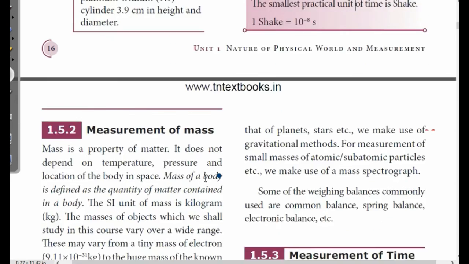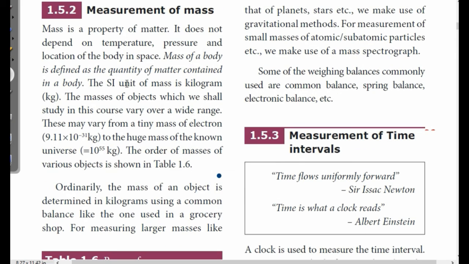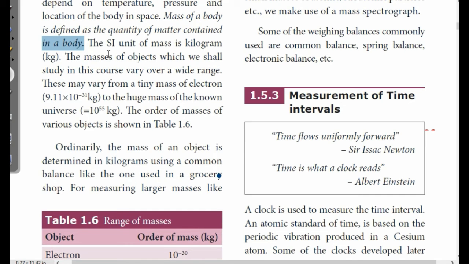Now we will see the measurement of mass. Mass is a property of matter. It does not depend on temperature, pressure, and location of the body in space. The mass of a body is defined as the quantity of matter contained in a body. The SI unit of mass is kilogram. The masses of objects which we study in this course vary over a wide range. This may be from a tiny mass of an electron to the huge mass of the universe.